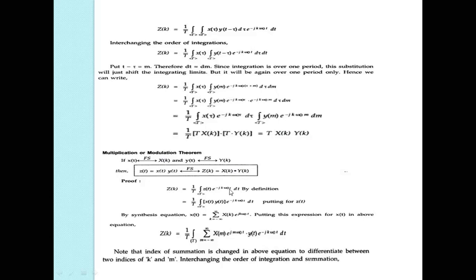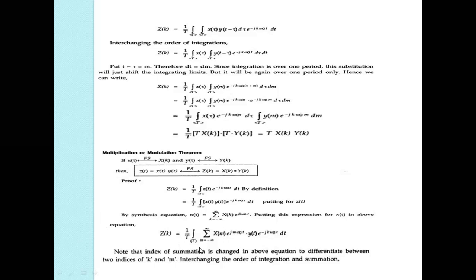Here also you can use the same analysis equation: z of k is 1 by T, the integral over T of z of t e power minus j k omega naught t dt, and z of t can be taken as x of t and y of t. In this function x of t is there. Replace this x of t by using our synthesis equation. That synthesis equation is x of t equals the sum of k equal to minus infinity to infinity x of k e power j k omega naught t. Then you can simplify the function. We'll get the convolution between them.